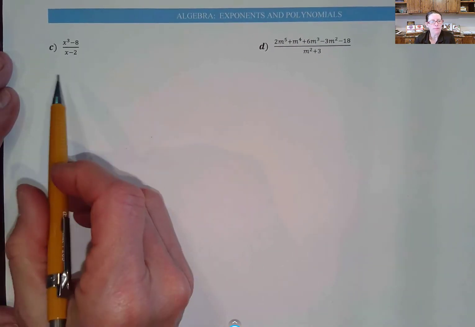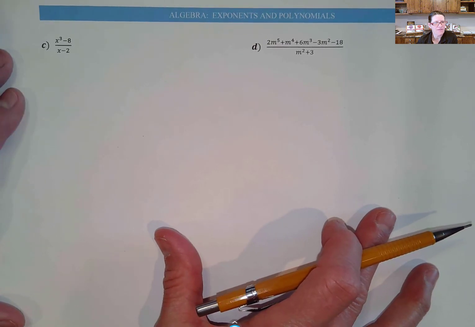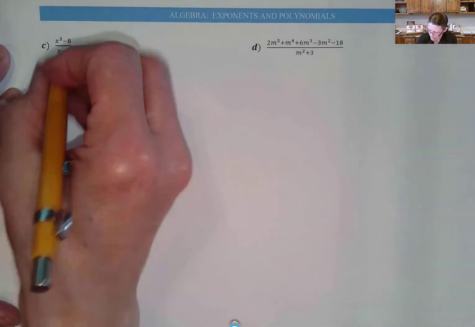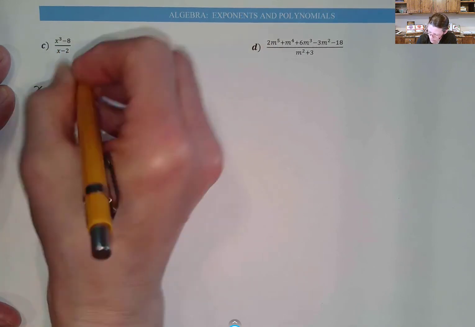Let's work a couple more here and then we'll be done. All right, hang in there, you're doing great. All right, our next problem, part C. We've got x to the third minus 8 divided by x minus 2. So our divisor is x minus 2.